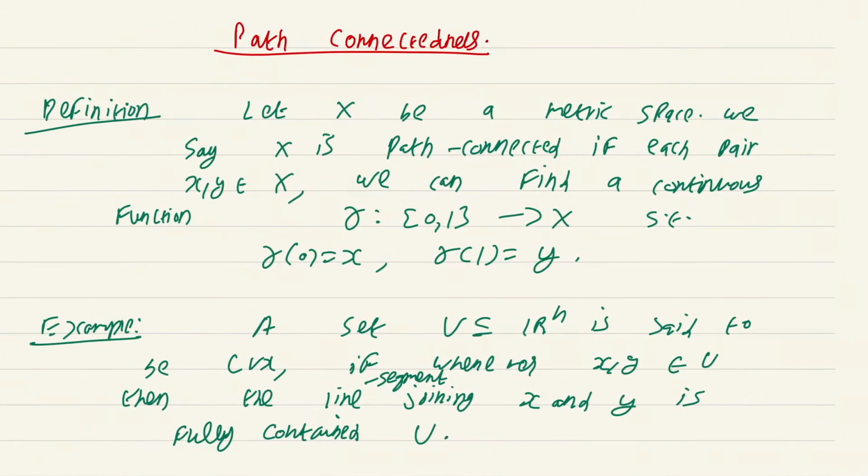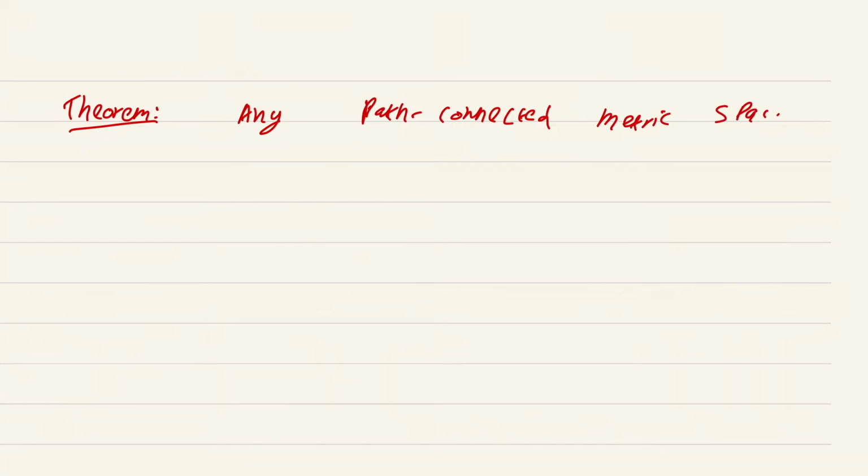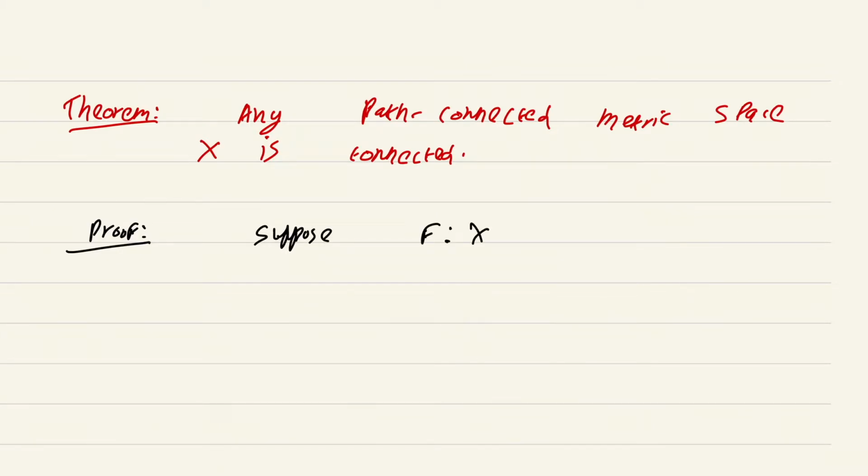Now coming to the important fact that we need, the fact that path connected spaces are automatically connected, and this theorem is very easy to prove. It's in fact just a one line theorem. Any path connected metric space X is connected, and the proof is literally just a line long. Suppose f from X to {0,1} is continuous. Suppose you take a continuous function from the space X to {0,1}.